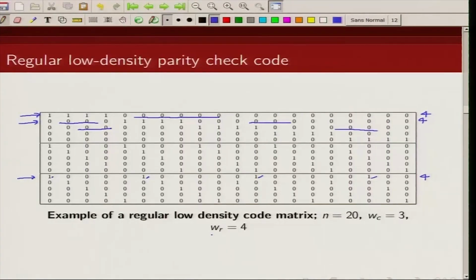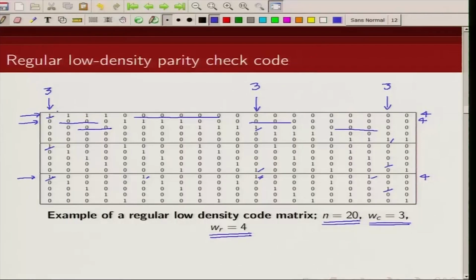So, WR in this case is 4, and each column, let us take column 1, there is a 1 here, there is a 1 here and there is a 1 here. So, column weight is 3. You can check any column, look at this column, 1 here, 1 here and 1 here. You can take this column, there is a 1 here, there is a 1 here and there is a 1 here. So, the column weight is 3. So, WC is 3, N is 20.